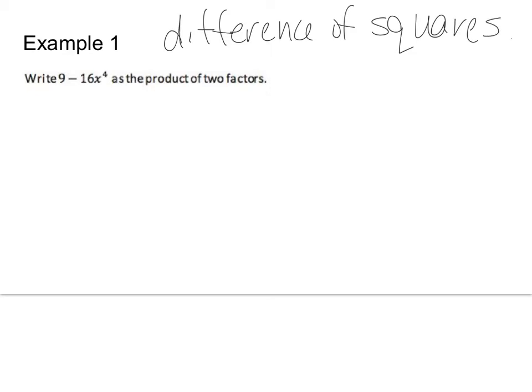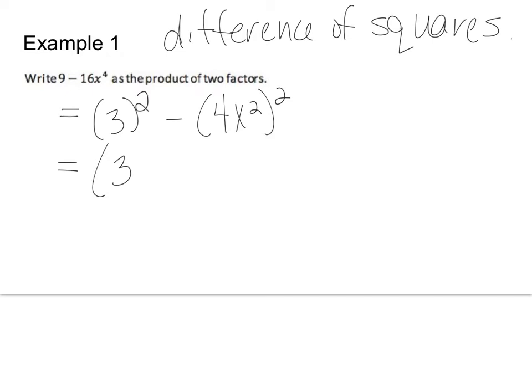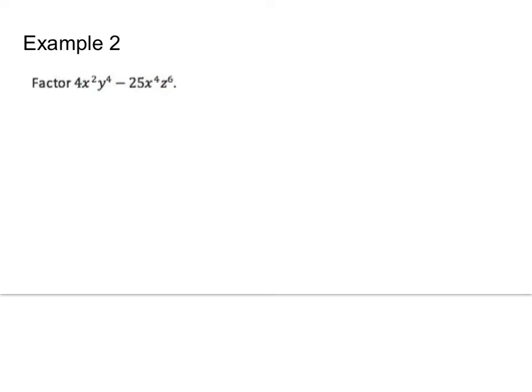So write 9 minus 16 x to the 4th as the product of 2 factors. So really we're going to say 3 squared minus 4x squared squared. And then I can write the product of 2 factors. So 3 minus 4x squared and 3 plus 4x squared. Nothing too crazy about that one. Okay, how about the next one?